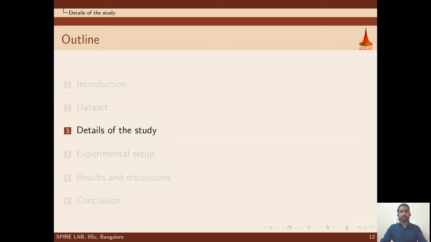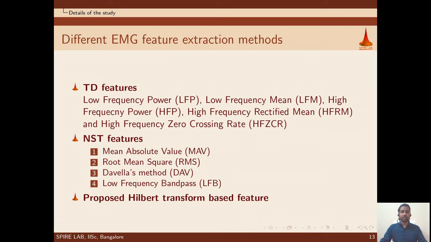Now coming into the details of the study. So there are three different EMG feature extraction methods broadly. So firstly, TD features. These EMG features exist in the literature and are associated to speech tasks, capturing the temporal variations of various short time features like low frequency power, low frequency mean, high frequency power, high frequency rectified mean, and high frequency zero crossing rate.